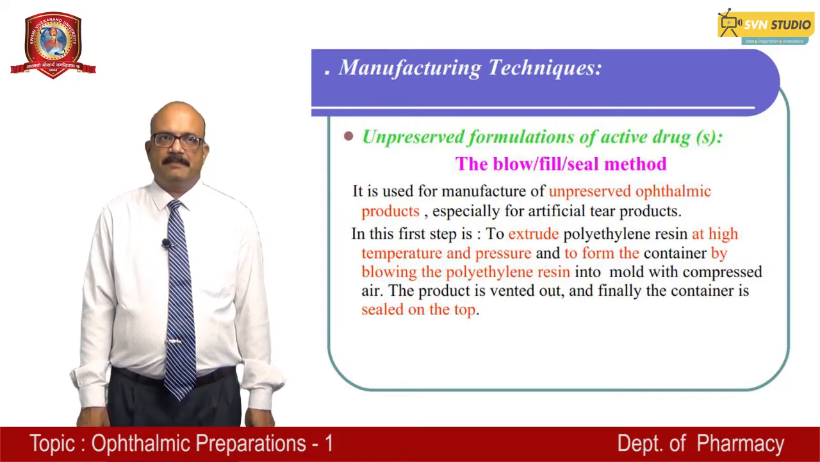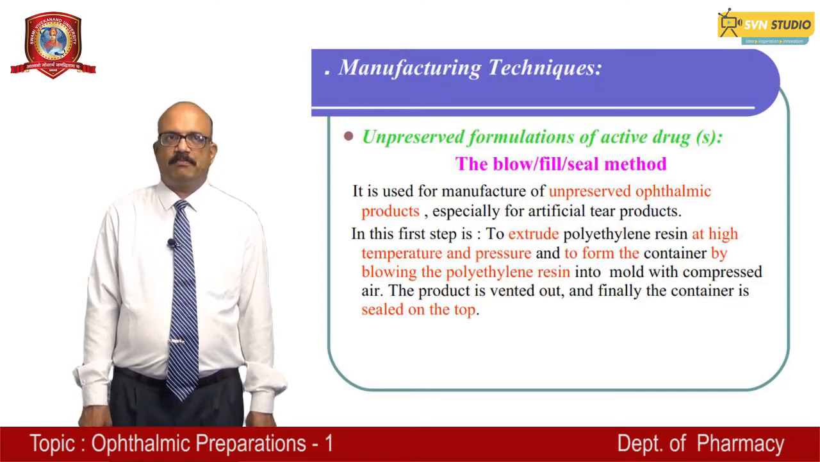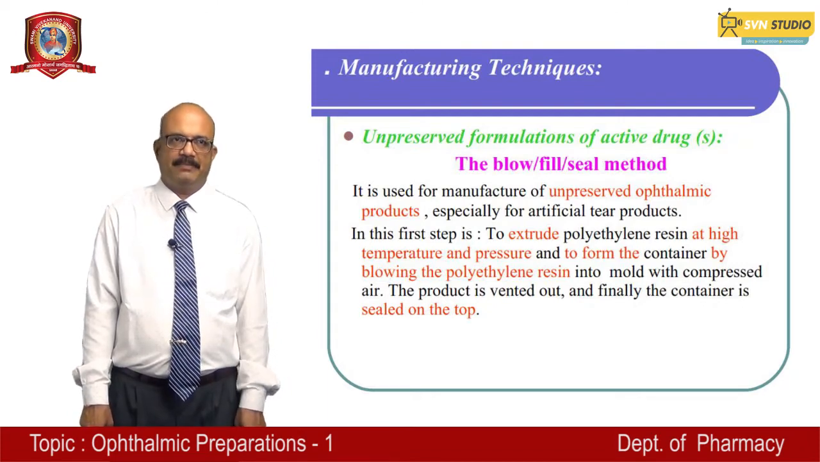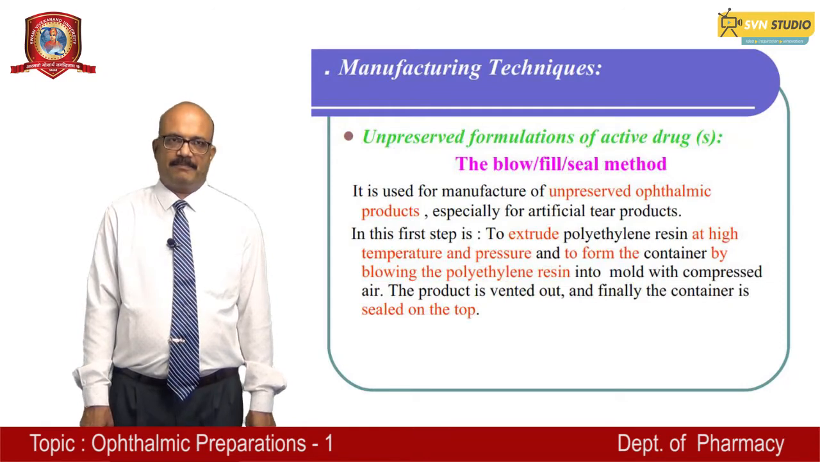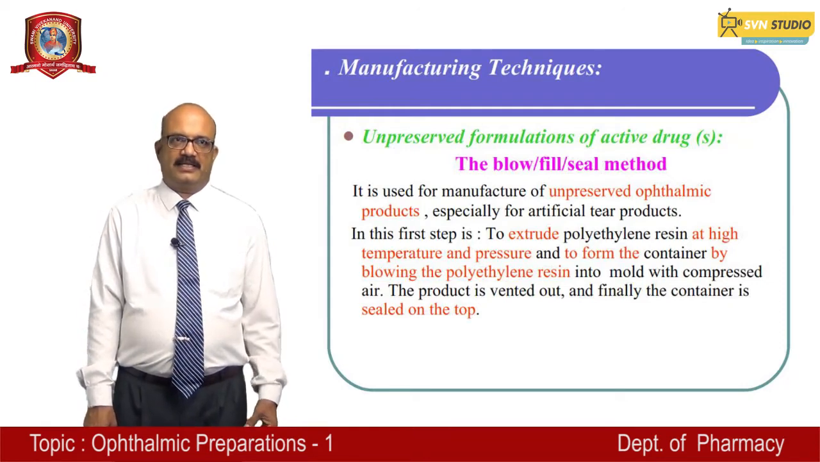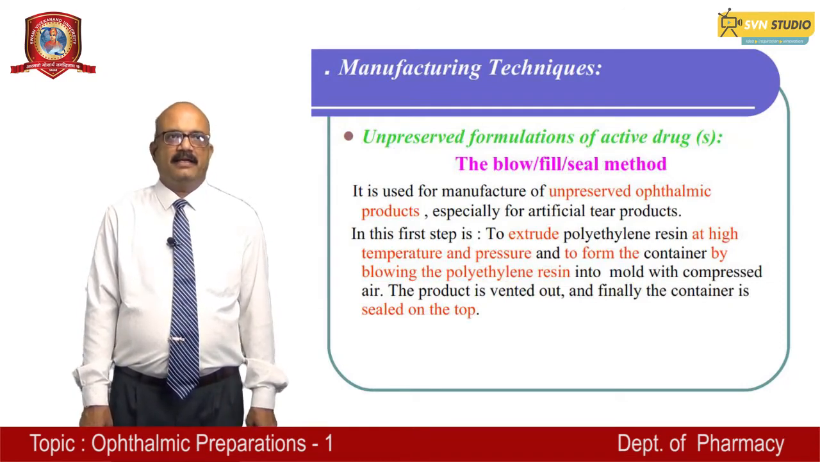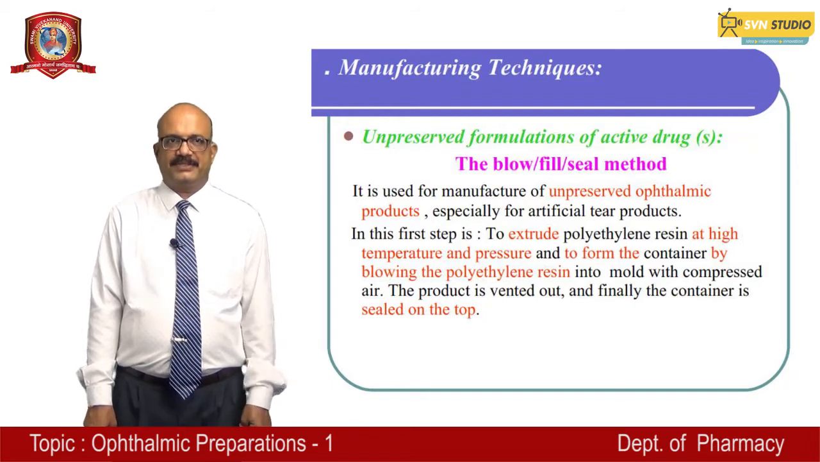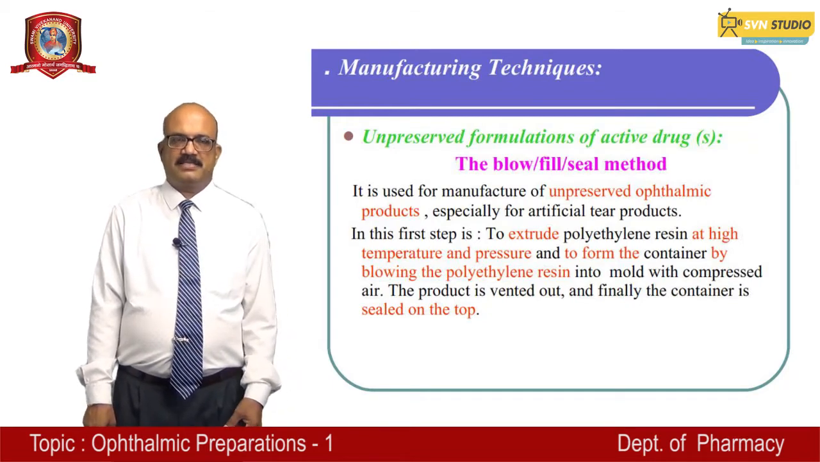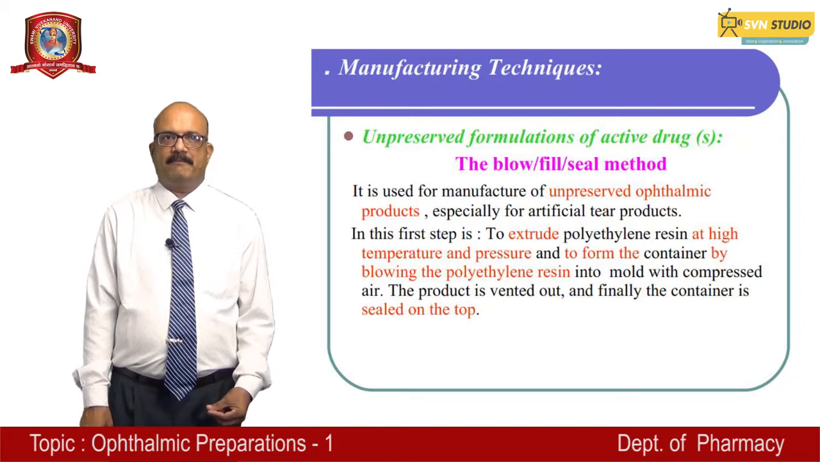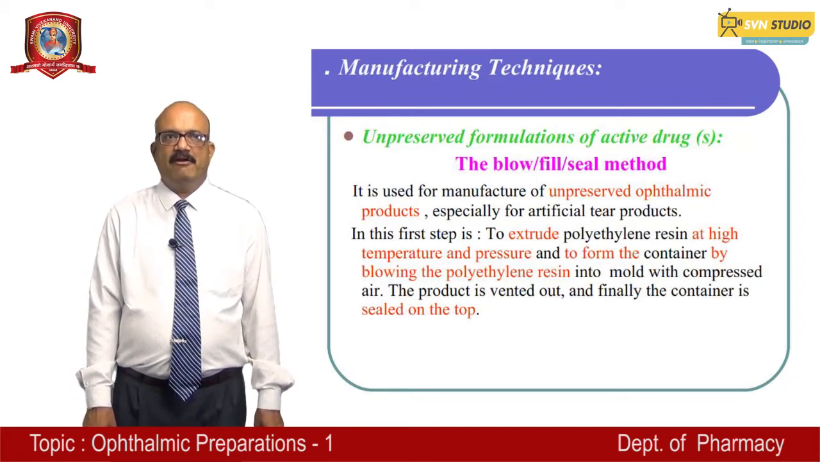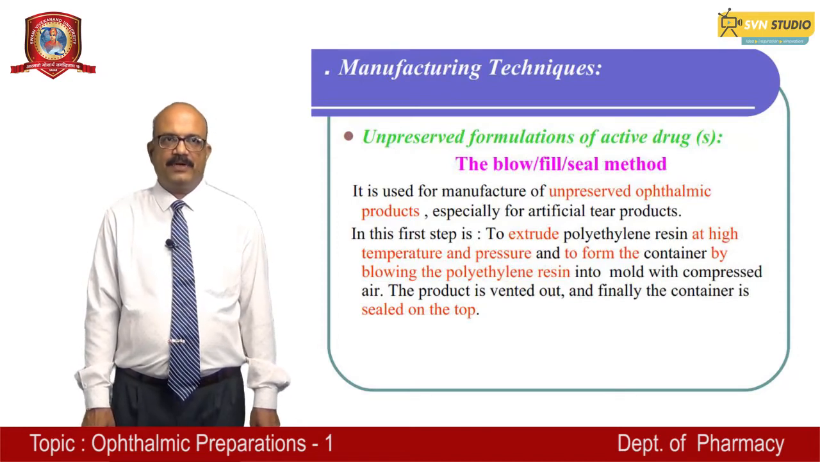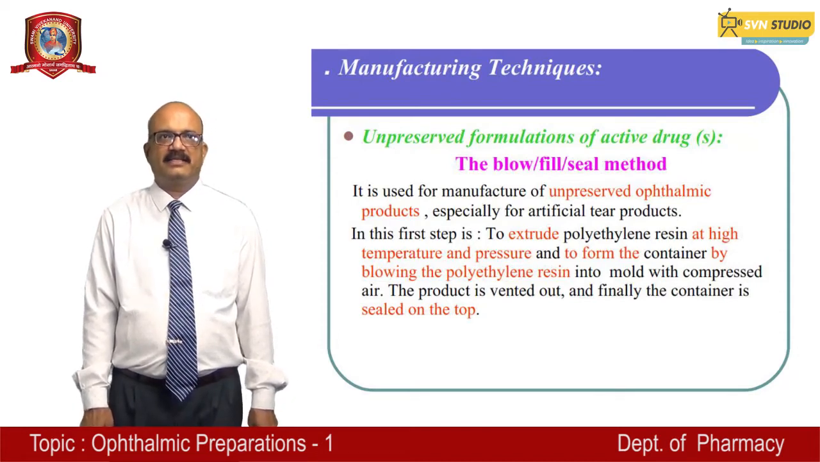In the first step, you have to extrude polyethylene resin at high temperature and pressure. That means granules are provided to the feeder, and at a very high temperature and pressure they are passed through and form the container by blowing the polyethylene resin into a mold with compressed air. The product is vented out and finally the container is sealed on the top.